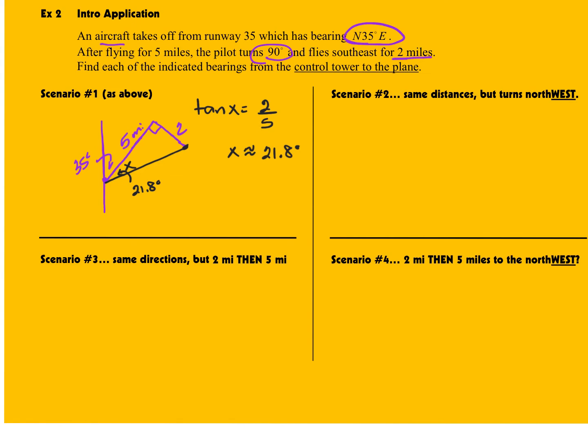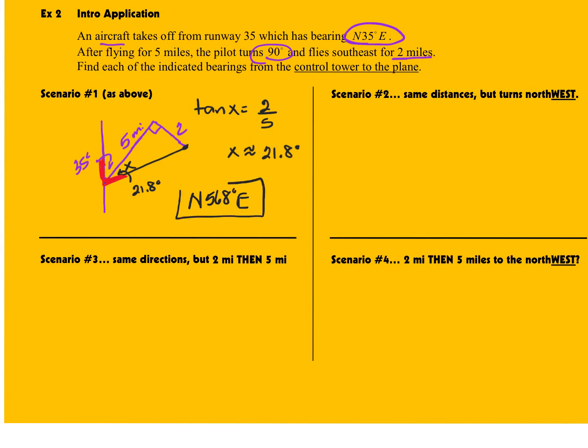If we want to know the new bearing from the control tower, remember that "from" is important, to the plane, what we want to understand is how big is this whole angle right here. If this angle is more than 90, then it means the pilot crossed over. We can see that 35 and 21.8 is not going to be more than 90, so our pilot is still traveling in the same direction that it started. It's still traveling northeast. We can add those two angles together, and we're going to get 56.8.